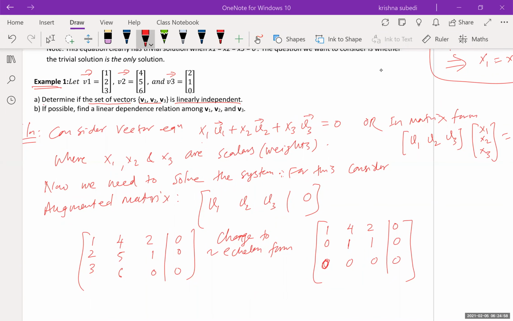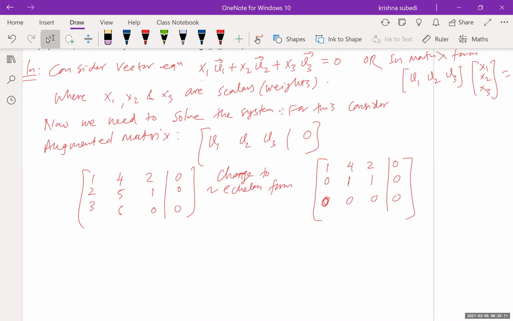So changing the given augmented matrix into echelon form, this is what we got. The first row is 1 4 2 0, the second row is 0 1 1 0, and 0 0 0 0. Now in this case, you notice that the basic variables are x1 and x2, and the free variable is x3.